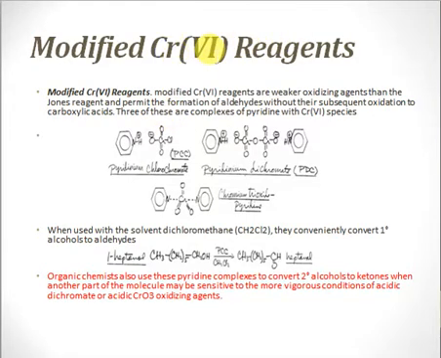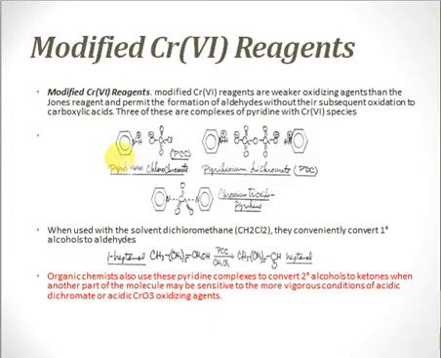Instead, we use the chromium 6 reagents. So what are the chromium 6 reagents? These are pyridinium chlorochromate, and this pyridinium chlorochromate is abbreviated as PCC, right? Pyridinium chlorochromate. So why is that so?